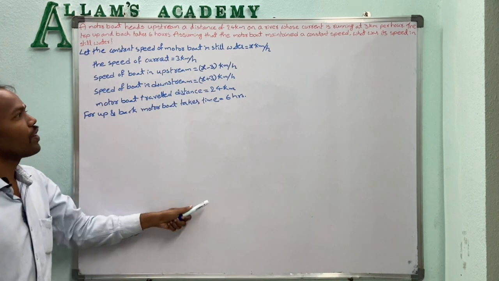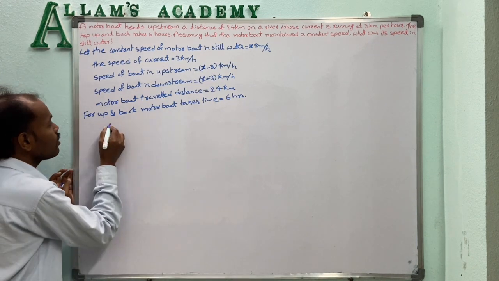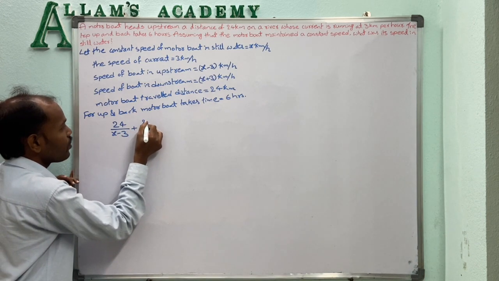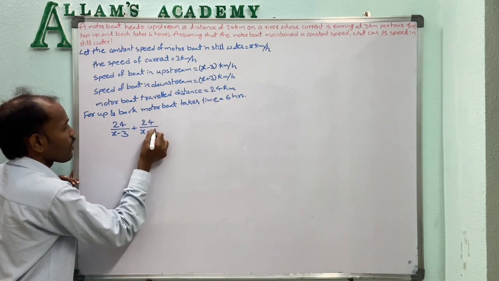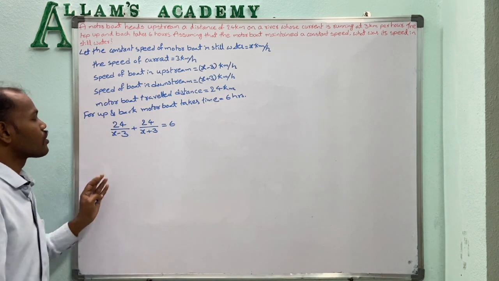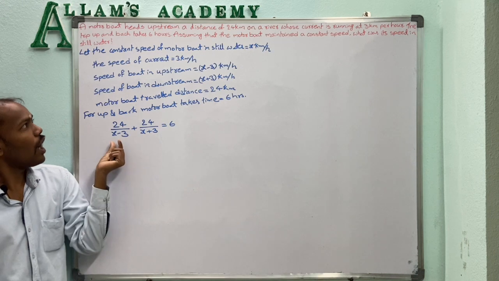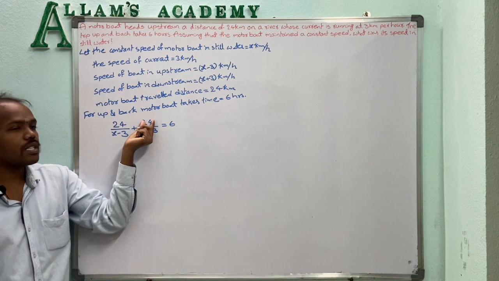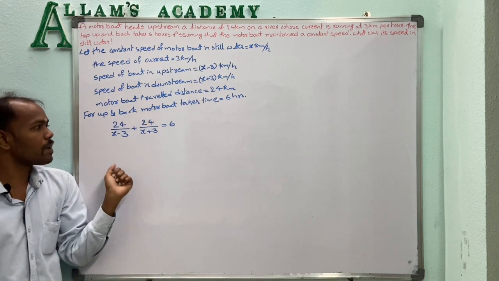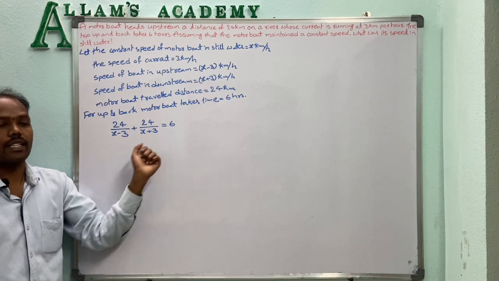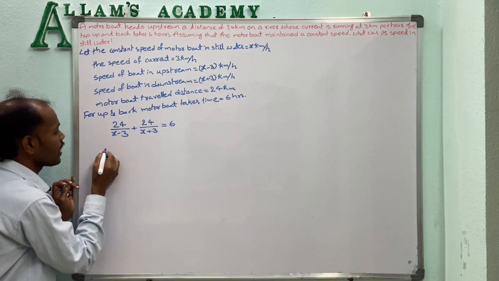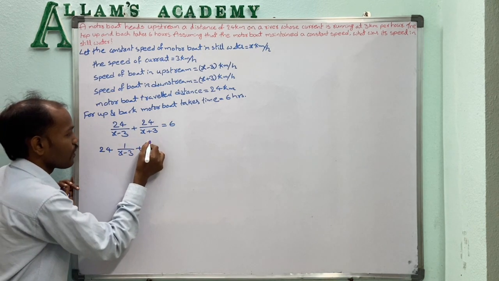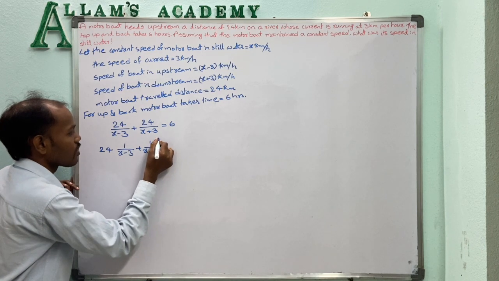Okay, so now if we apply that principle, now we can write 24 by x minus 3 plus 24 by x plus 3, that is equal to 6. So for up and down, in upstream it takes time 24 by x minus 3, in downstream it will take time 24 by x plus 3, that is total time is nothing but 6. Now in this both 24 we can take common, so 24 taken common, 1 by x minus 3 plus 1 by x plus 3 is equal to 6.